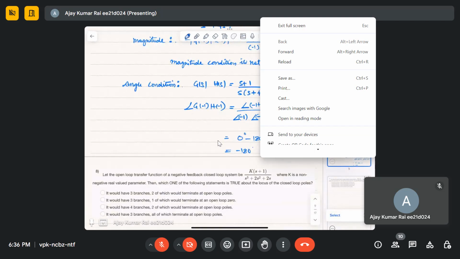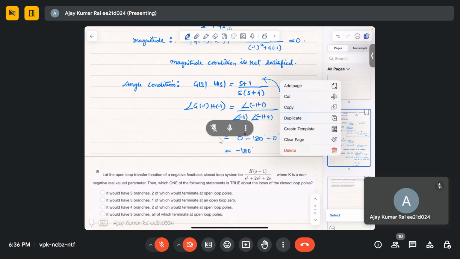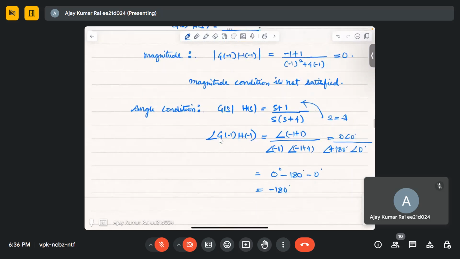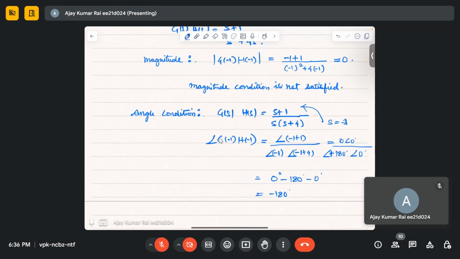Hello, sir. Yes. Sir, the angle will be 0, no, sir? How? Because the numerator itself is 0, sir. If the angle condition is met, then G(s)H(s) will become minus 7, minus 4, minus 3, and the angle is 180 degrees, sir. But if the numerator is cancelling, how can we add the phases in the denominator, sir? If the numerator is getting 0, I'm just taking the angle of each term in the numerator and the denominator. That's it.